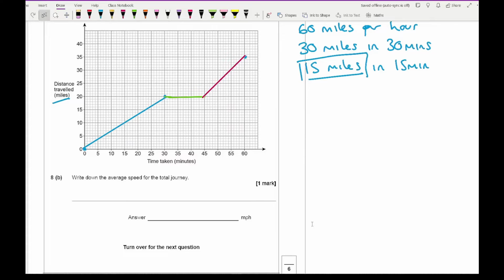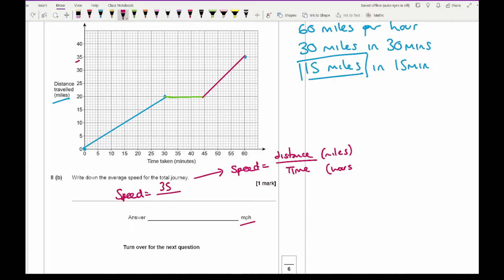It then says for 8b, write down the average speed of the total journey. So for this, the average speed is distance divided by time. Now we just need to look at the units that we're using for speed. So we want the distance in miles and we want the time in hours. Now in terms of the total distance, well, the total distance is 35. And the total time in hours is 1 hour. So 35 divided by 1 is 35.